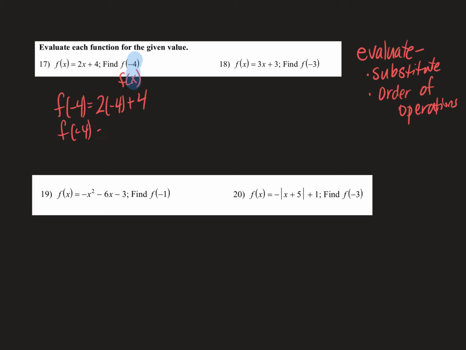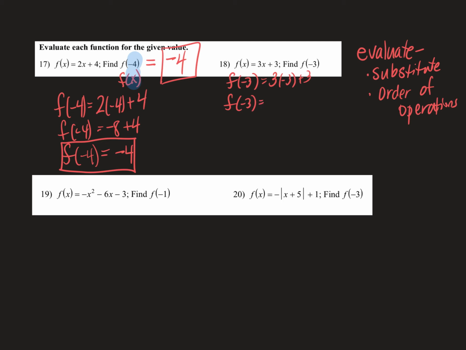So I'm going to multiply first, so negative 8 plus 4, and then f of negative 4 will equal negative 8 plus 4 is negative 4. So my answer is negative 4. This is the answer. This is not negative 4 times f where you would divide both sides by negative 4. F of negative 4 is negative 4. So I'm going to substitute negative 3 in for x. 3 times negative 3 plus 3. I'm going to multiply first because that's what order of operations tells me to do. Then I'm going to add. Negative 9 plus 3 is negative 6. So my answer is negative 6.